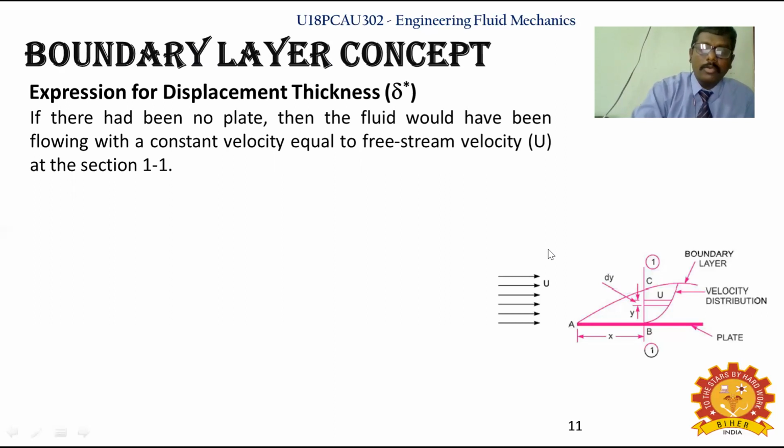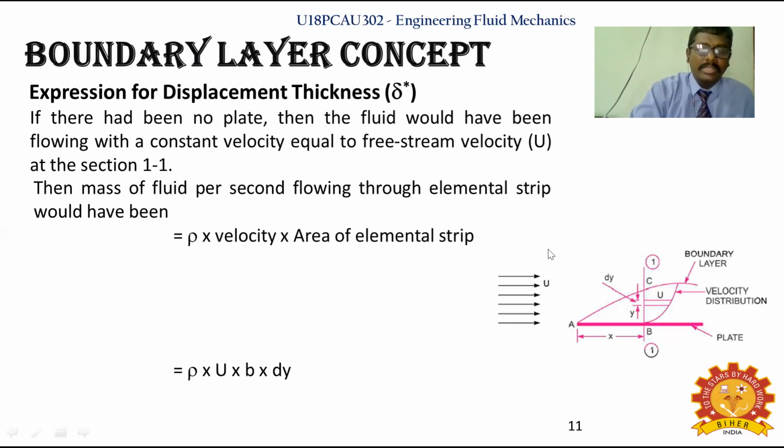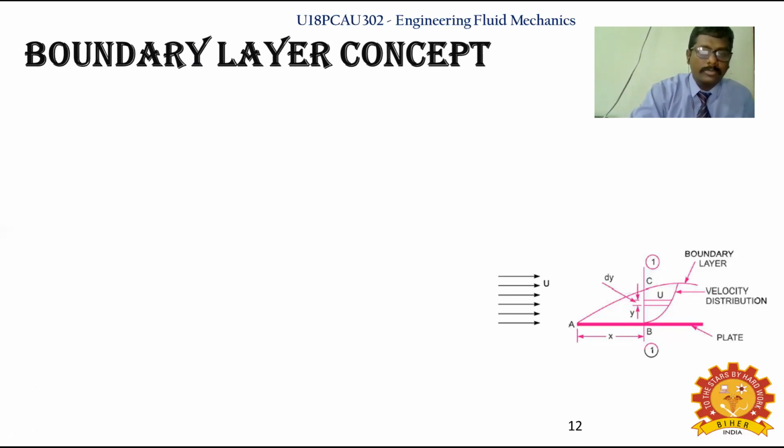So now you consider capital U throughout, if there is no plate. We write the same thing, but the difference is that instead of the velocity small u, we now substitute capital U, because we have an entirely free stream velocity. This we write as equation 2.